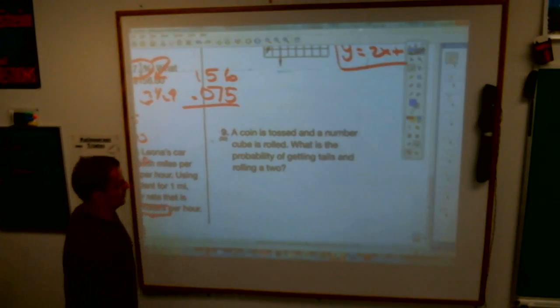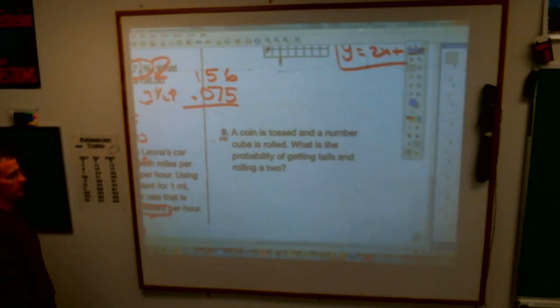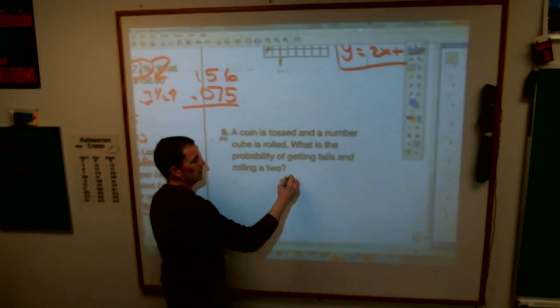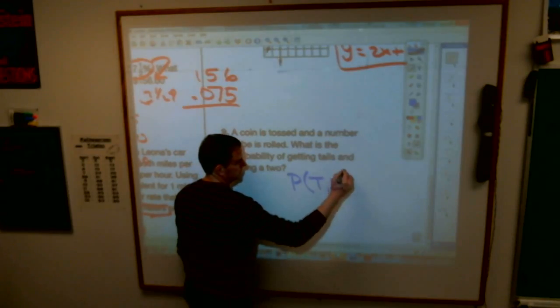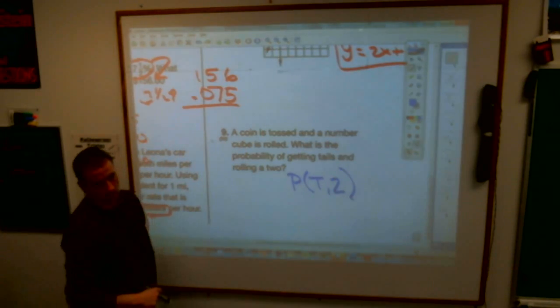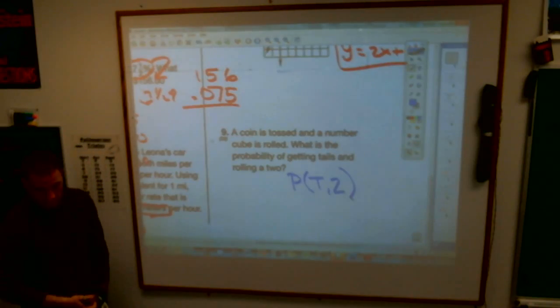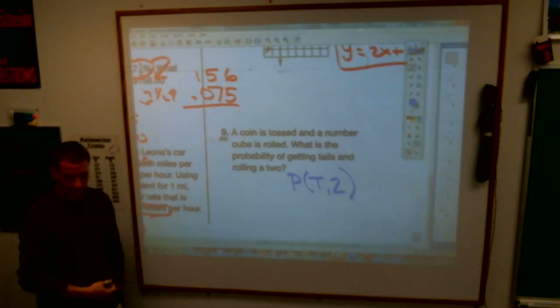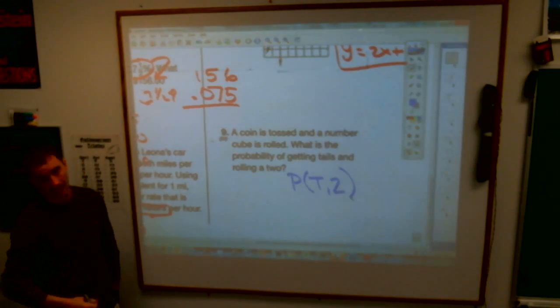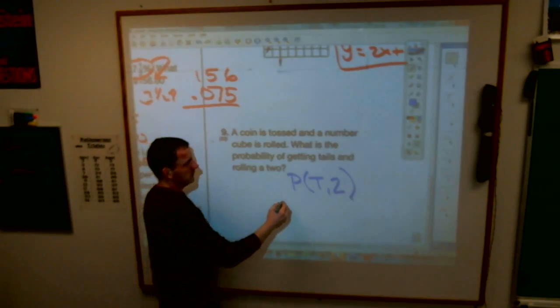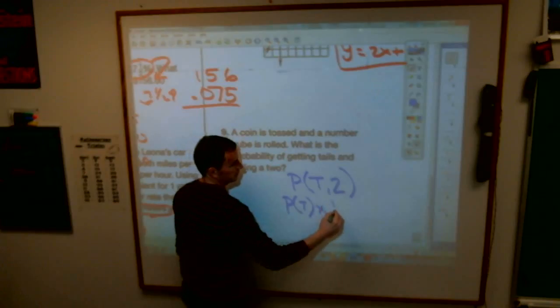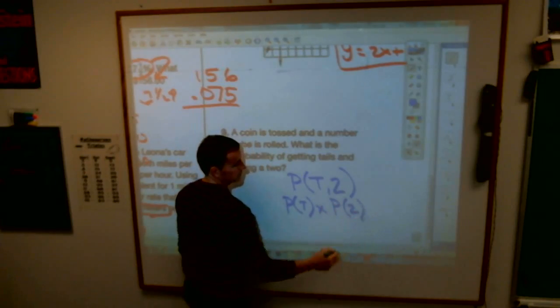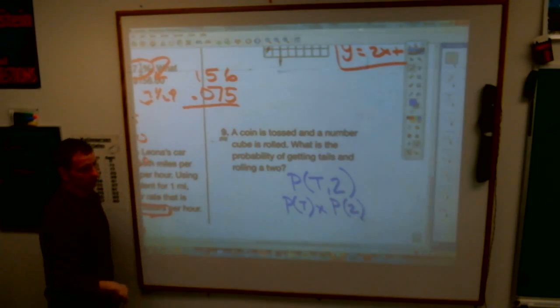Number 9. The coin is tossed, the number cube is rolled. What is the probability of getting a tails and rolling a 2? Probability of a tail and getting a 2. How do you find that probability out? Not adding fractions. Probabilities of two different things happening are multiplying fractions. You need to take the probability of getting a tail and multiply it by your probability of rolling a 2. When you multiply them together, that's the probability.